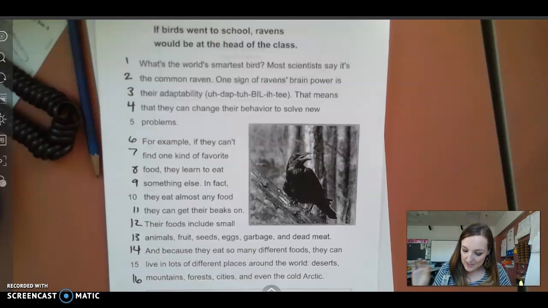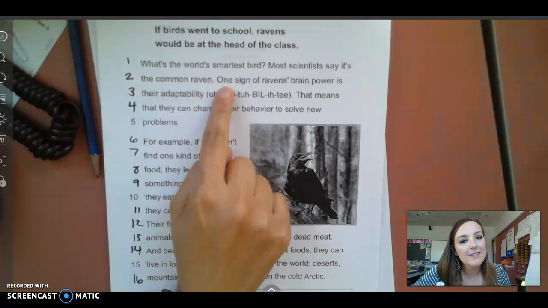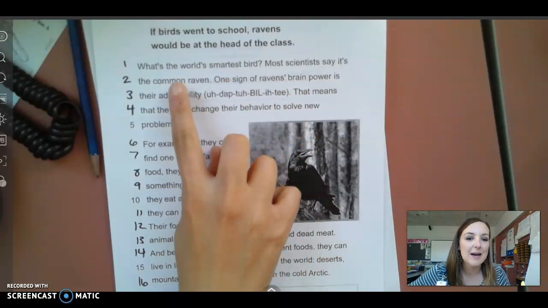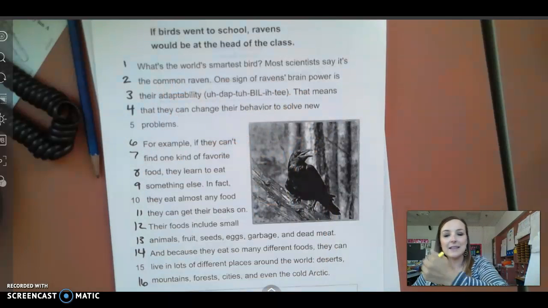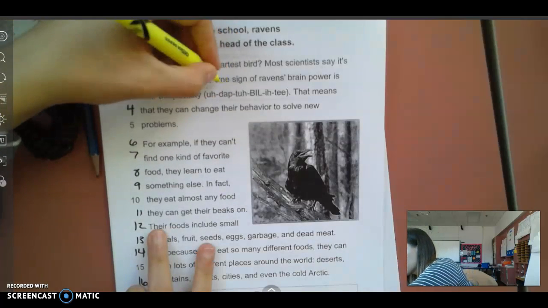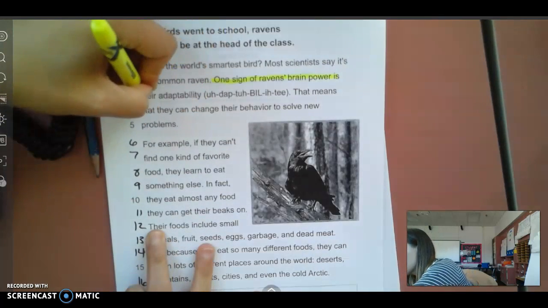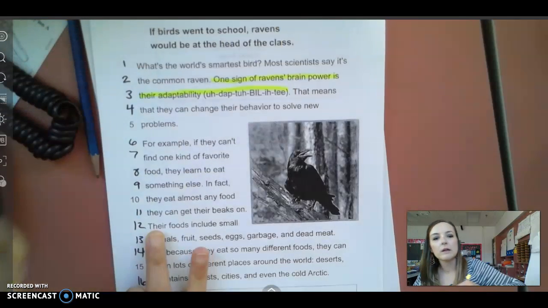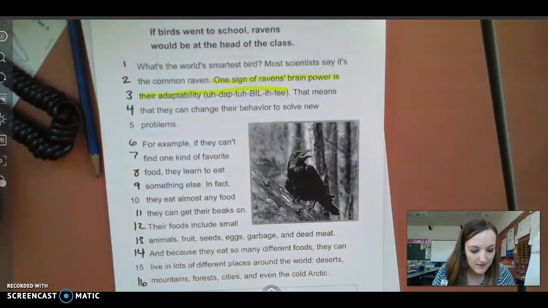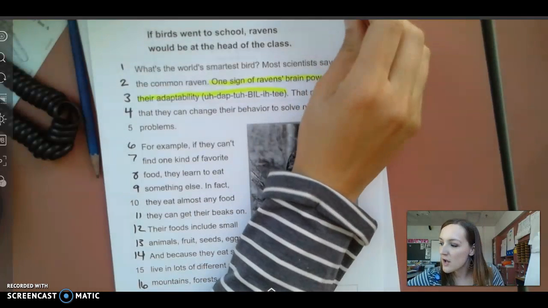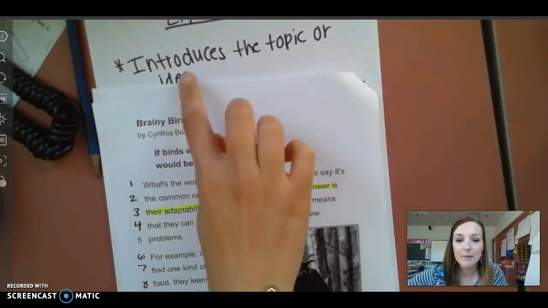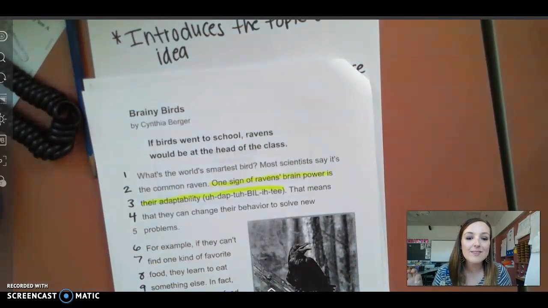So let's look at lines in the beginning here. So let's start at line number 2. One sign of ravens' brain power is their adaptability. So I'm going to highlight that sentence. And this sentence is what we call introducing the topic. So when we think back to those features, the first thing we do is we introduce the topic or idea. So I see the author doing that.